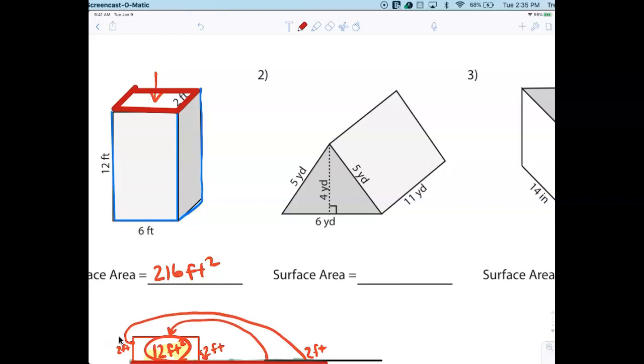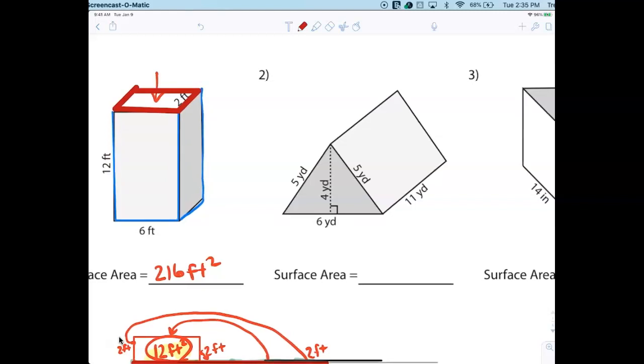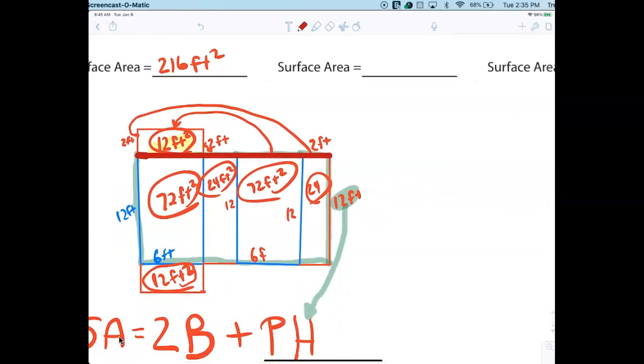That's called the perimeter. All right, so when you cut it and lay it flat, it just makes one giant what? Rectangle. And the length of that rectangle is the actual what? That part right there is the actual perimeter of the base. That's what you have to know.